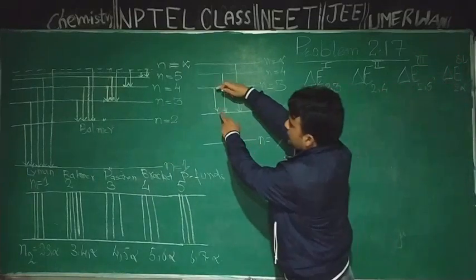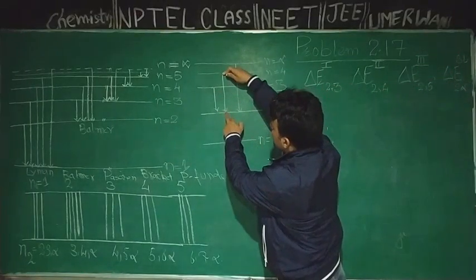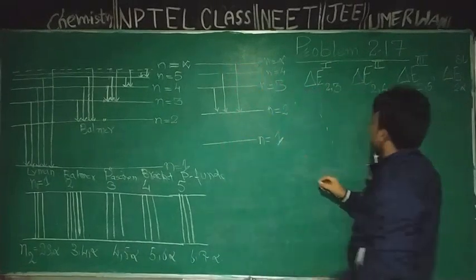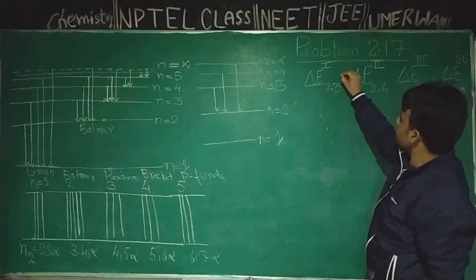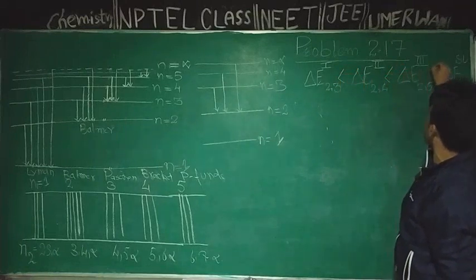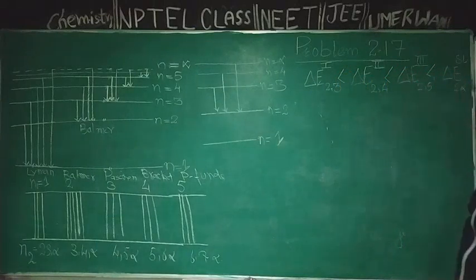This is the transition energy of the first line, this is the transition energy of the second line, this is the transition energy of the third line. Obviously, the transition energy of the first line is less than that of the second line, which is less than that of the third line, likewise.